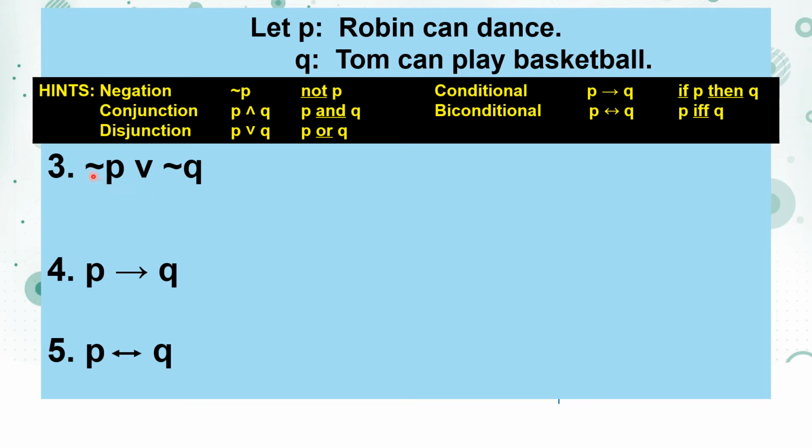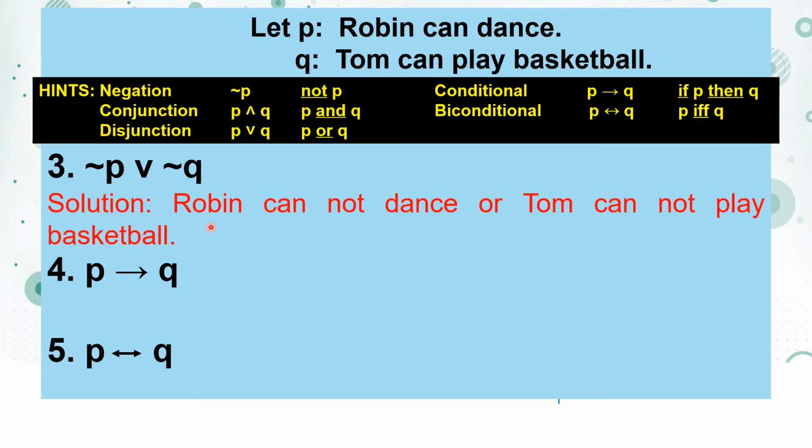First is the not P, negation of P. Negation means it's the opposite of the statement. So yung statement natin ng P is Robin can dance. So yung opposite ng can is cannot. So not P is written as Robin cannot dance.